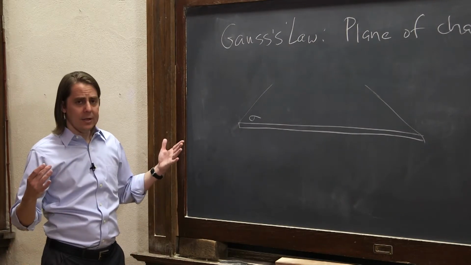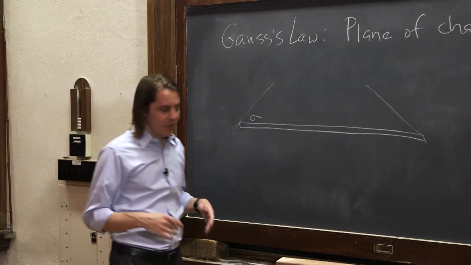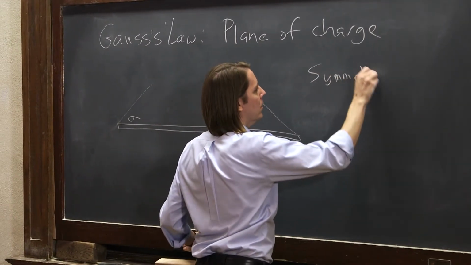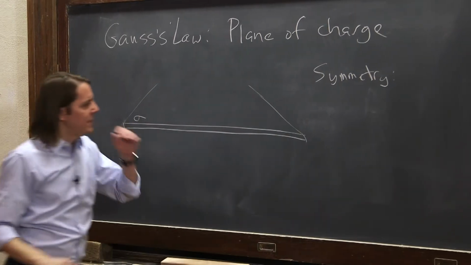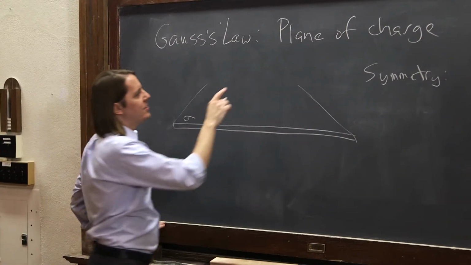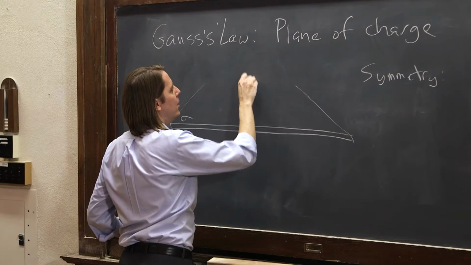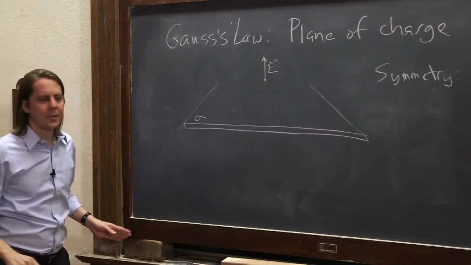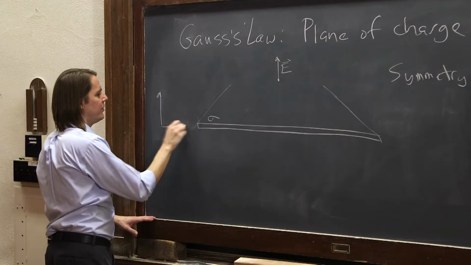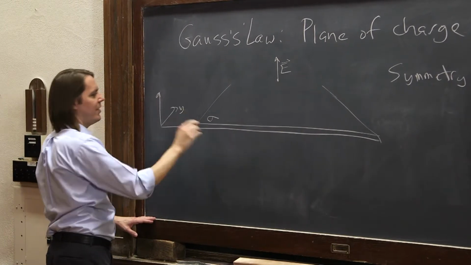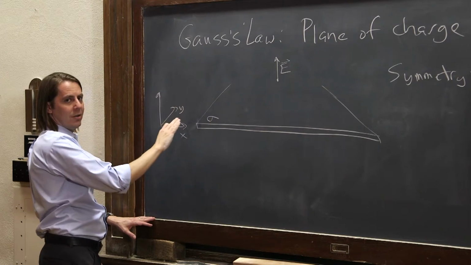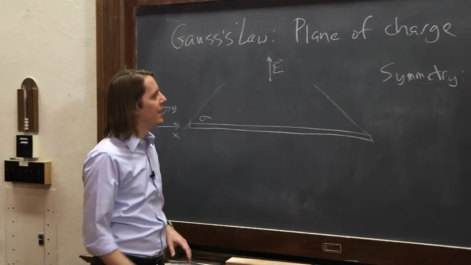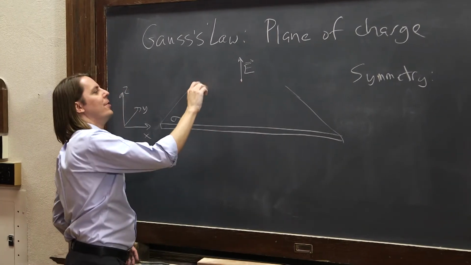And in a Gauss's law problem, first thing I always ask is, what does the symmetry tell us? So in this case, when you have a plane of charge, the symmetry is actually telling you that the E field points normal to the plane. So if I were to put a coordinate system like this, where I have x and y like that, the plane of charge is in the xy plane, then the E field is going to point in z.